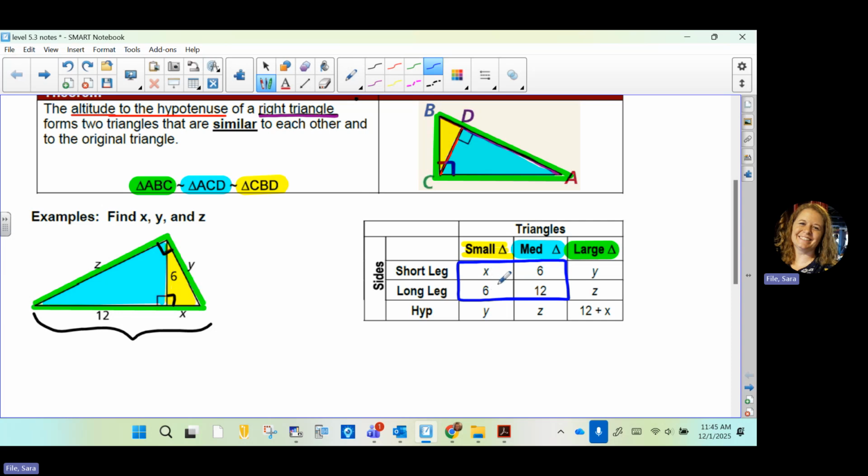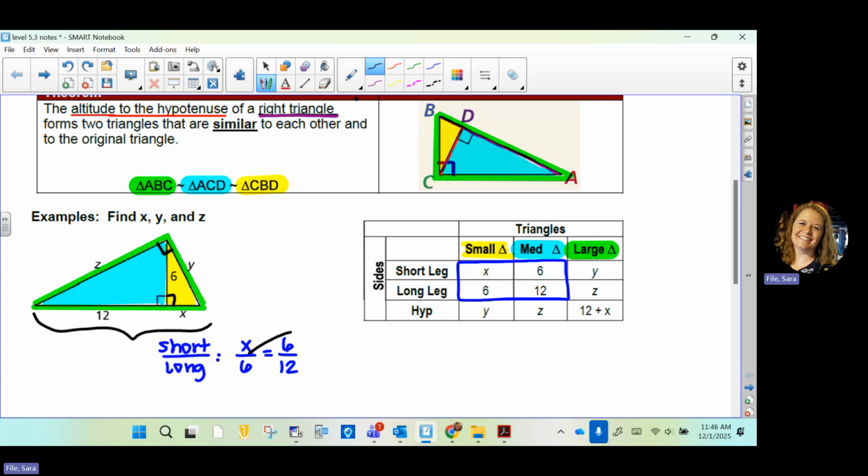So when I set up this proportion, I'm setting up x is to 6 as 6 is to 12. If you need to put in words what you're doing, the short leg to the long leg. That's the ratio we're looking at, short to long, in the small triangle and the medium triangle. Is everybody good with how I set this up? These have to be proportional. That's what that theorem tells us. So if they're proportional, I can just cross multiply and find x.